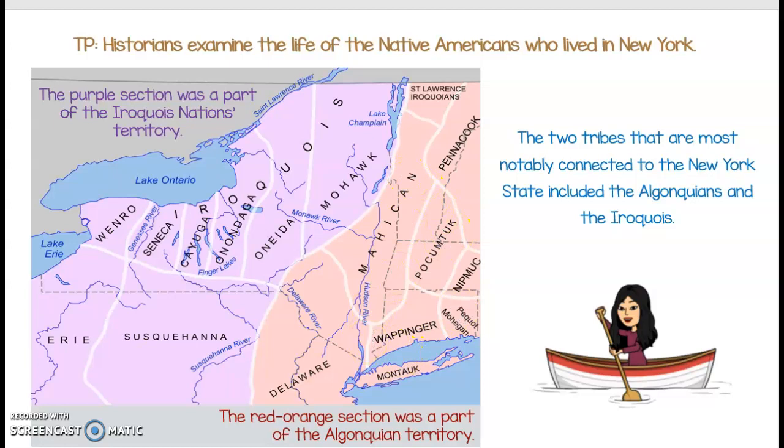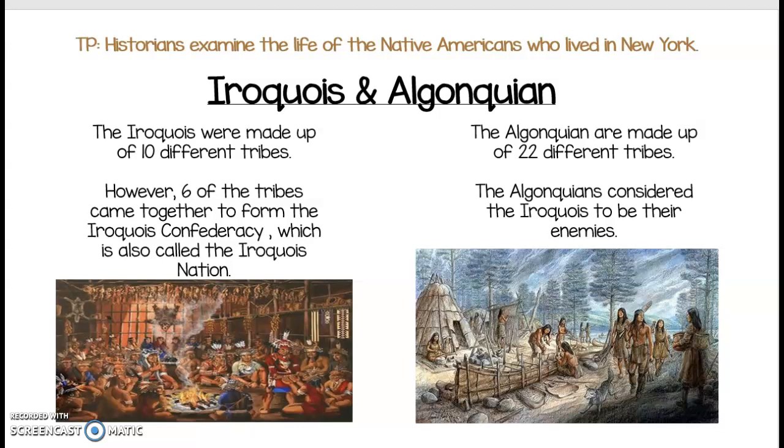Alright, so we know that the Iroquois and the Algonquin tribes shared many similarities, but there were also many differences. So the Iroquois was made up of 10 different tribes, and 6 of them came together to form what is known as the Iroquois Confederacy, and is also called the Iroquois Nation. Now, in contrast, the Algonquin were made up of 22 different tribes, and none of those tribes ever came together to form a large nation. Now, the Iroquois and the Algonquin were considered to be each other's enemies.